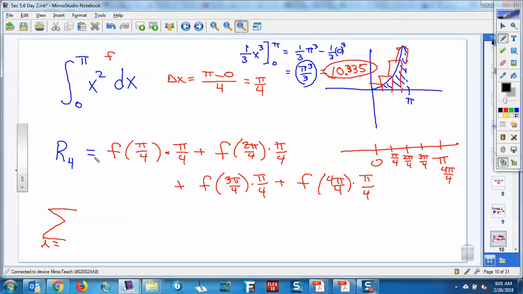Okay, now let's look at that left rectangles term, right rectangles term, and then the midpoint rectangles term. Now, the vast majority of that never changes. The only thing that changes is what? Midpoint rectangles, you notice, might be a little bad. That's kind of a compromise between the two.